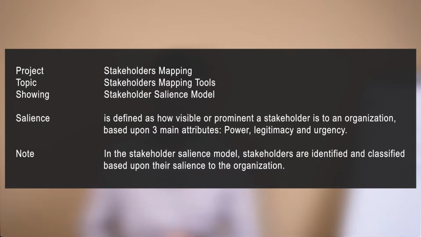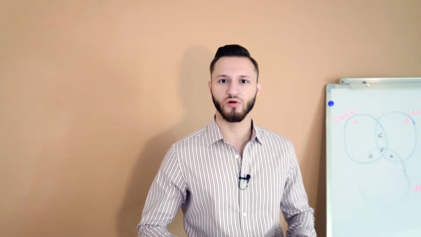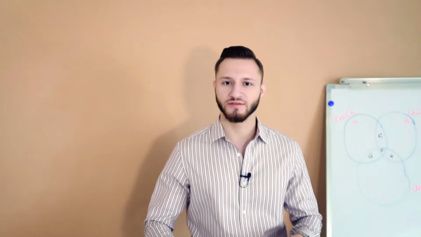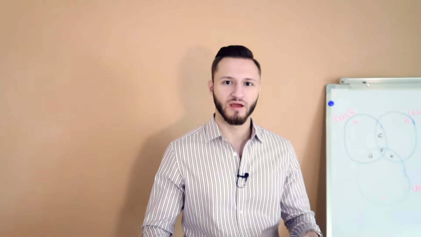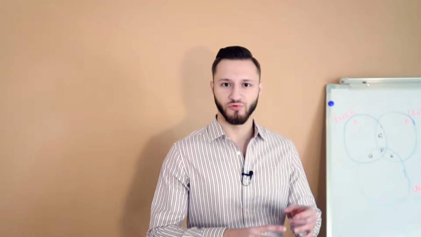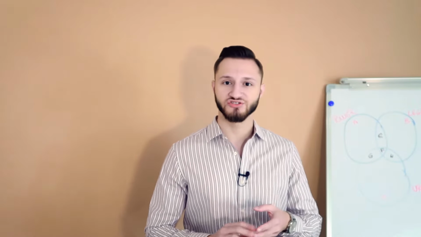The salience is defined as how visible or prominent a stakeholder is to an organization based upon three main attributes: the power, the legitimacy and the urgency. In the Stakeholder Salience model, stakeholders are identified and classified based upon their salience to the organization. So in simple words, the salience of a stakeholder group is how important that group is to the company according to three main attributes: the power, the legitimacy and the urgency.